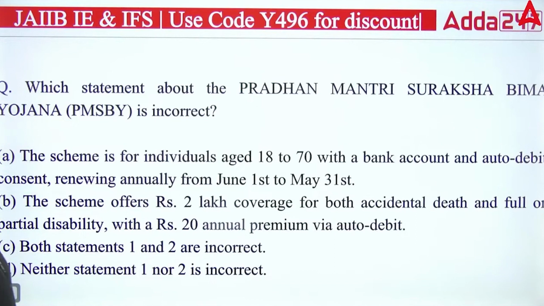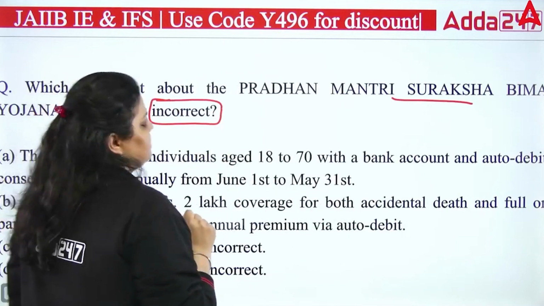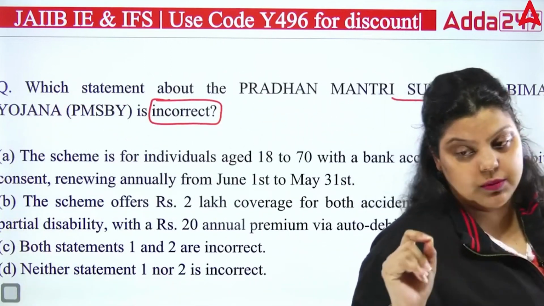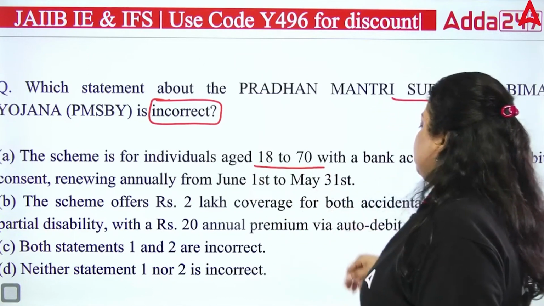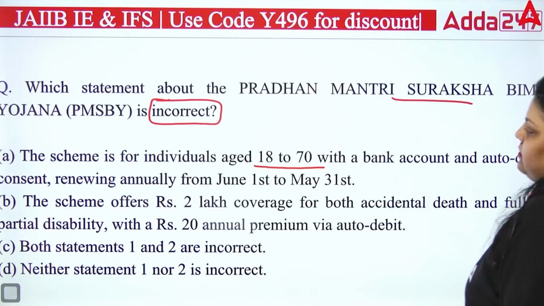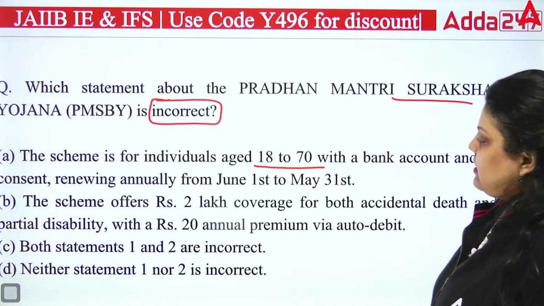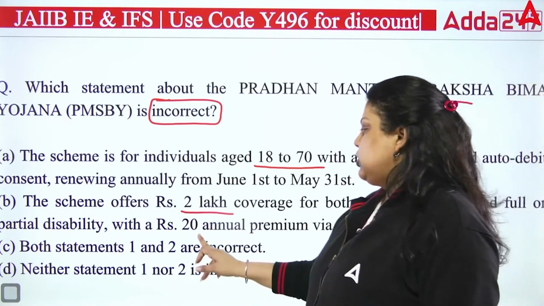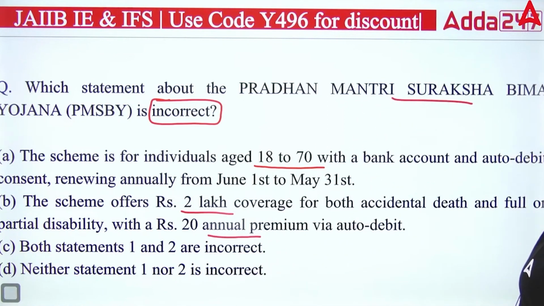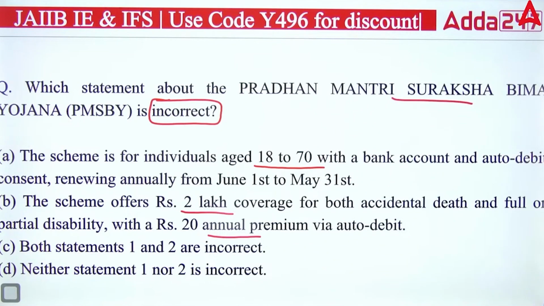Next, which statement about the Pradhan Mantri Suraksha Bima Yojana is incorrect? First, the scheme is for individuals aged between 18 to 70 with a bank account and auto debit consent, renewing from June 1st to 31st of May. Second, the scheme offers 2 lakh coverage for both accidental death and full or partial disability with a 20 rupees annual premium via auto debit. Both the statements are incorrect. Neither statement 1 nor 2 is incorrect. So which of the following is your answer? You have to find out the incorrect option.